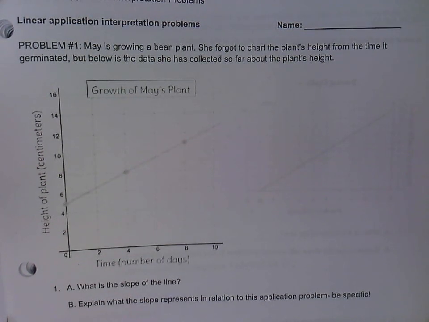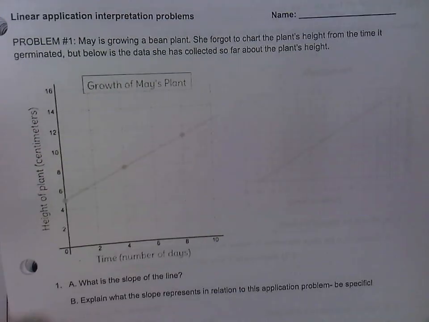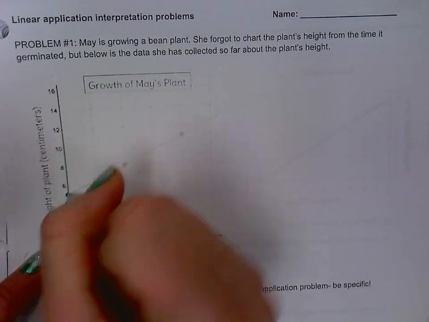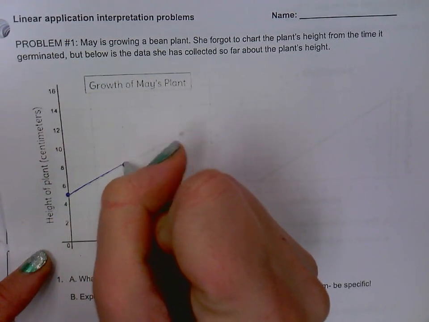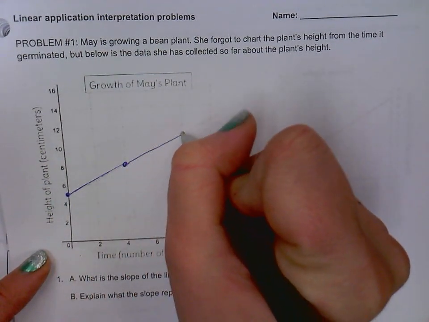So this one is May is growing a bean plant. She forgot to chart the plant's height from the time it germinated, which is when it sprouts out of the seed. But below is the data she collected so far. So it's kind of hard to read where these points are on the graph. So you may want to make it a little darker for yourself so you can see where the height of the plant is.